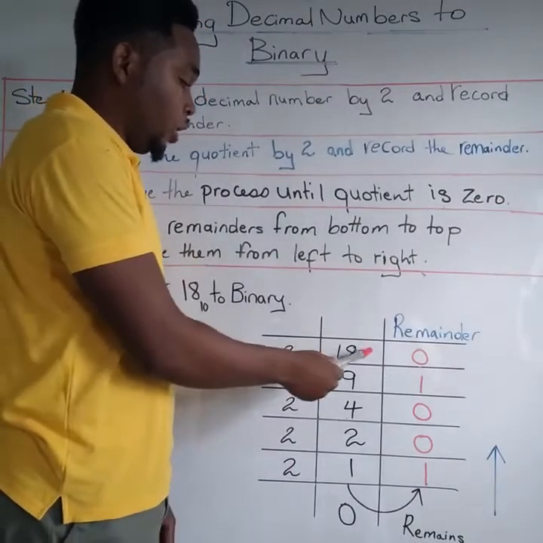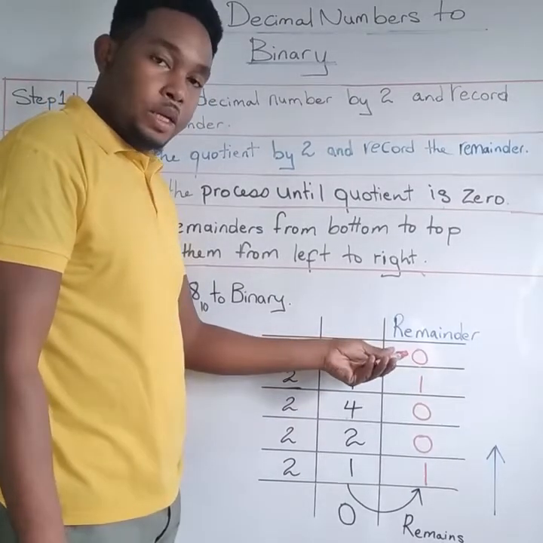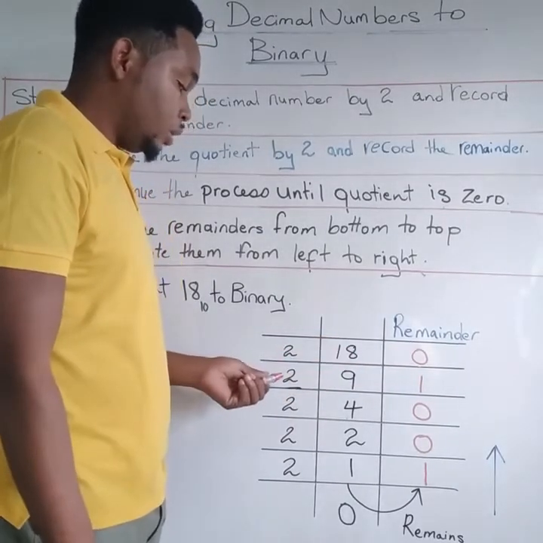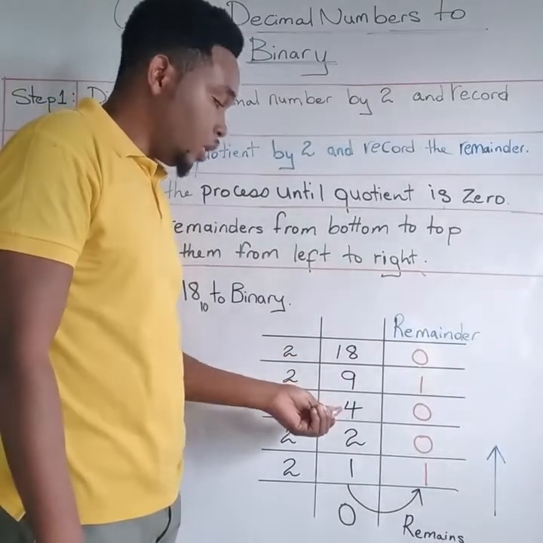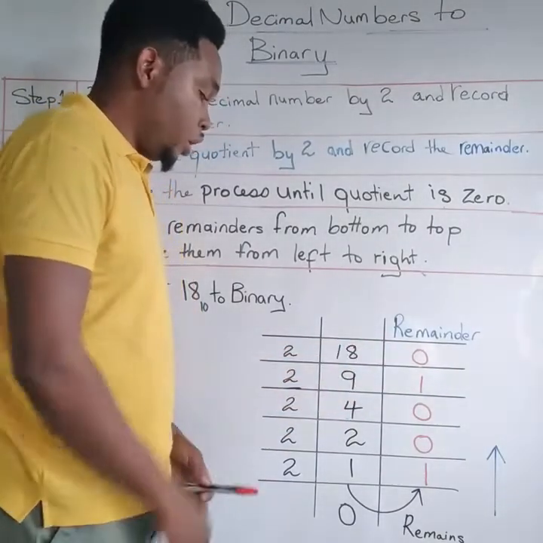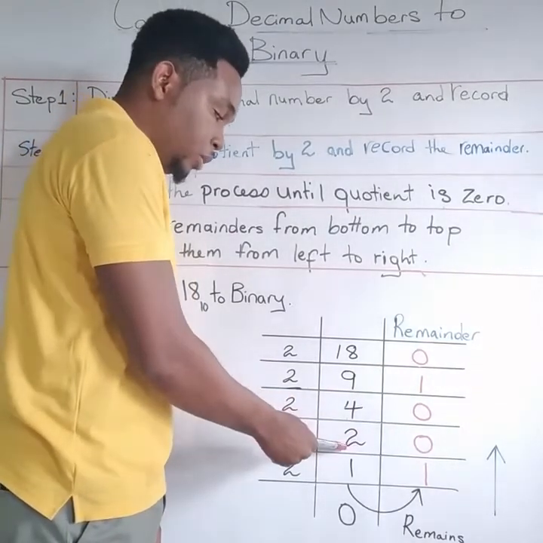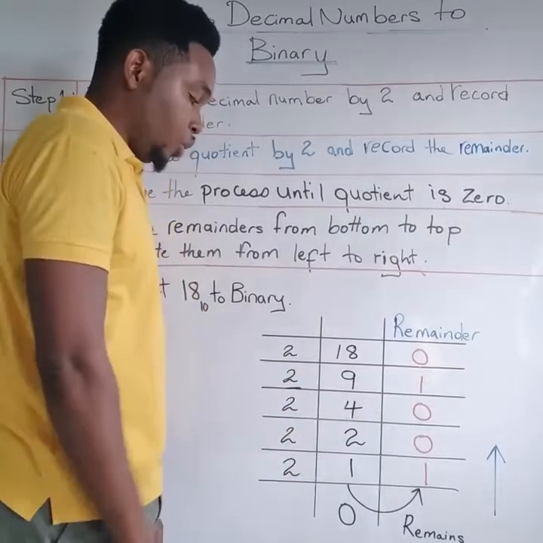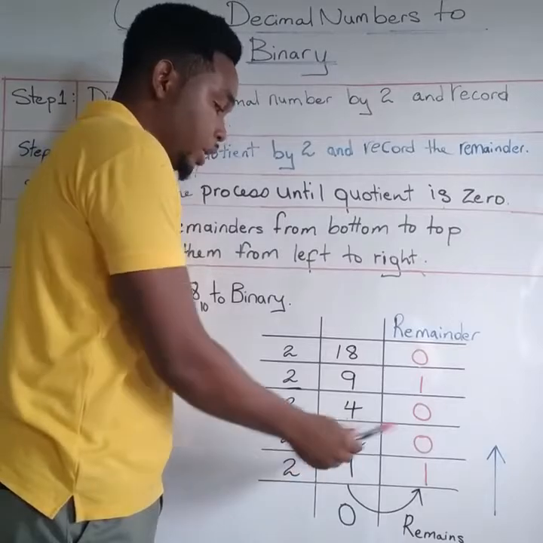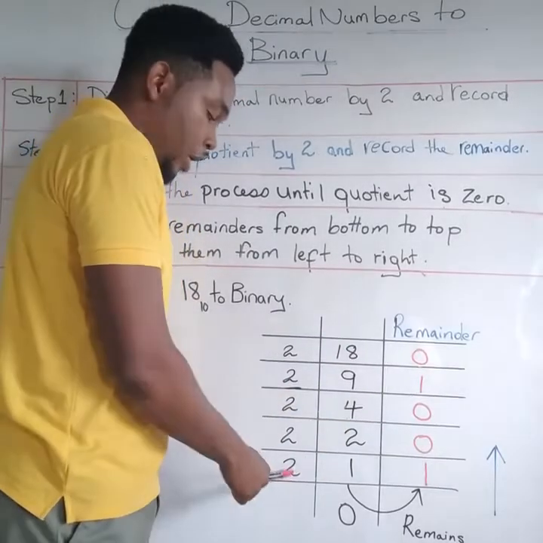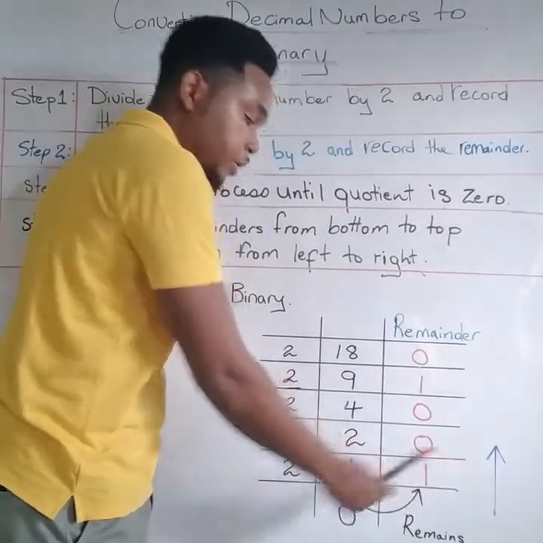So we say 2 can go into 18, 9 times, leaving no remainder. Let's continue the process. Dividing 2 into 9, it goes 4 times, with a remainder of 1. Then we continue the process again. 2 can go into 4 2 times, leaving no remainder. 2 can go into 2 1 time, remainder 0. Can 2 go into 1? No, it can't. But we still have that remainder here.